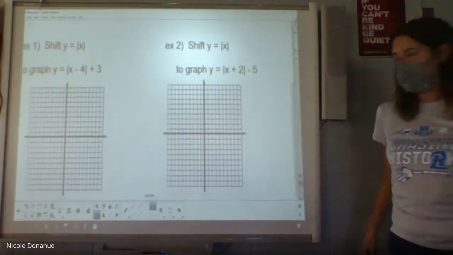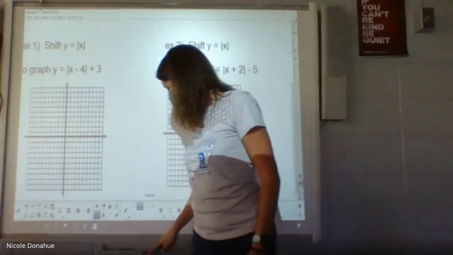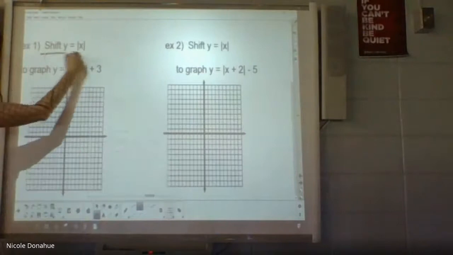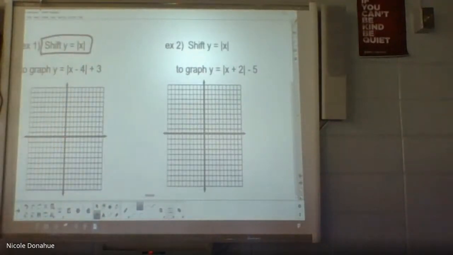Okay, so we're going to shift our y equals absolute value of x graph. So our normal absolute value of x graph, we're going to shift it.